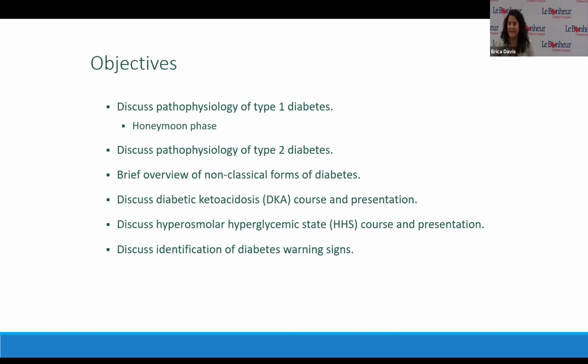My objectives today are to discuss the pathophysiology of type 1 and type 2 diabetes. I am going to mention a few of the more non-classical forms of diabetes. We will discuss diabetic ketoacidosis course and presentation, and refer to that as DKA most of the time. We're going to discuss hyperosmolar hyperglycemic state, called HHS. That's something you might not have heard of before, but we're seeing it happen a little more often in our kids, so we want to talk about that. And then I'm going to discuss identification of diabetes warning signs, and you'll see how that's used in the general school population and not our kiddos that already have diabetes.